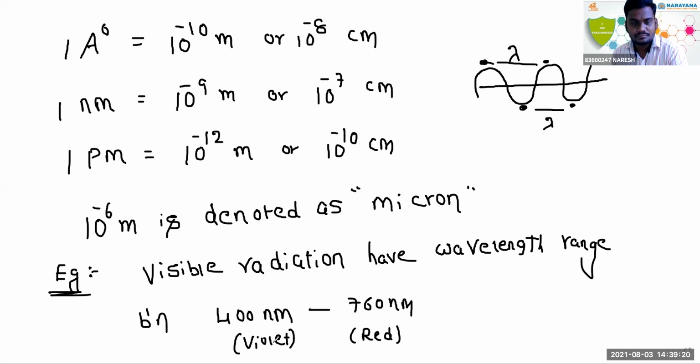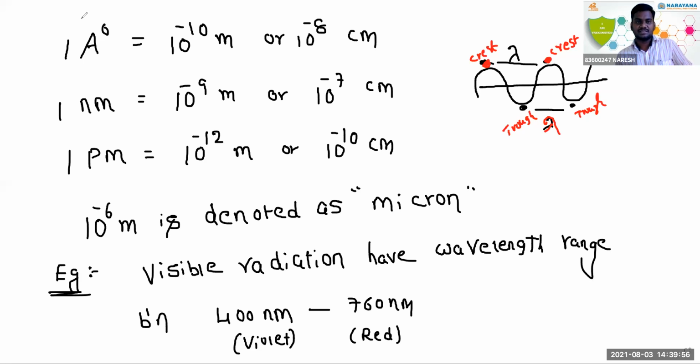This is about wavelength. What is wavelength once again? The distance between any two successive crests or any two successive troughs is called wavelength, denoted by lambda. The SI unit for wavelength is meter.